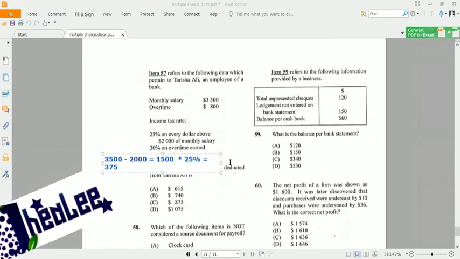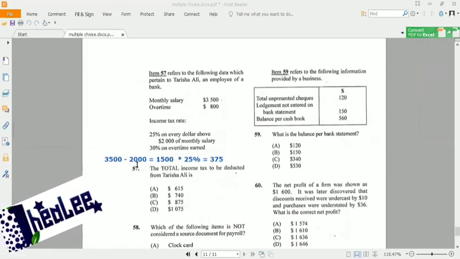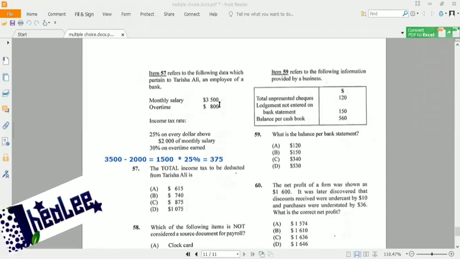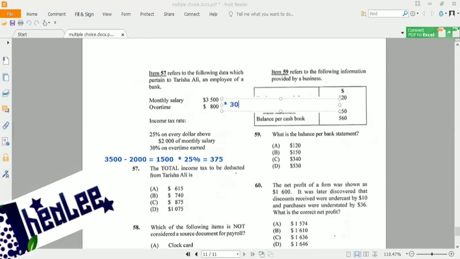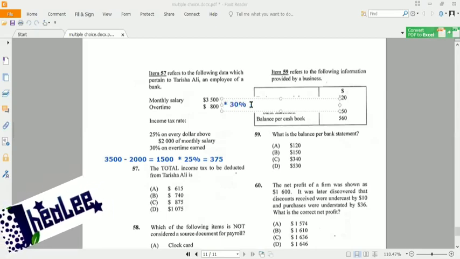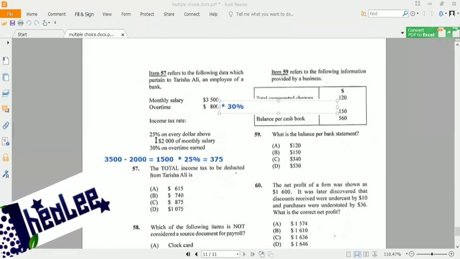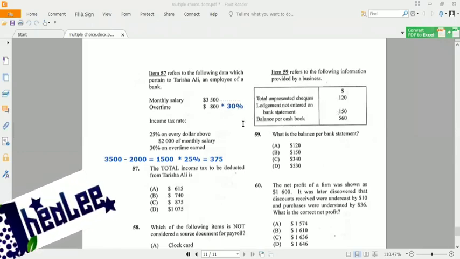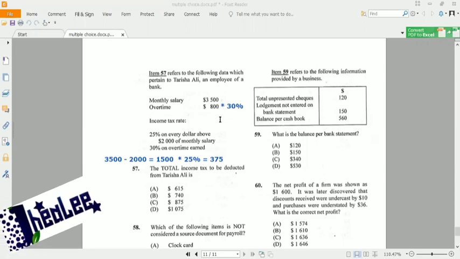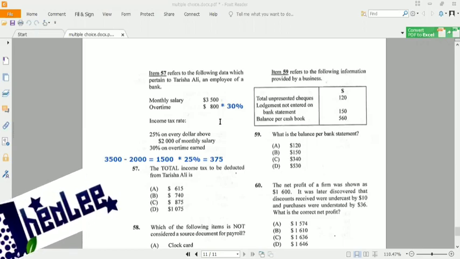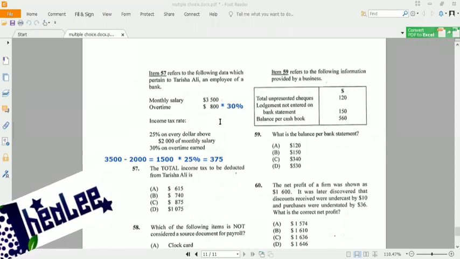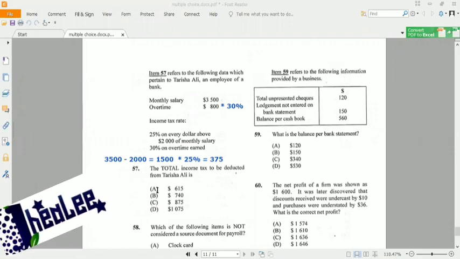And now 30% of overtime is taxable as well. So 30% of this 800. This is why we have to read the question carefully. And this question always comes like this. How they arrange it, the formatting of the question, is usually a distractor there. So you have to read the question carefully. All right, 30% of the 800 gives us 240. So 240 plus the 375 gives us the response, and that is 615.